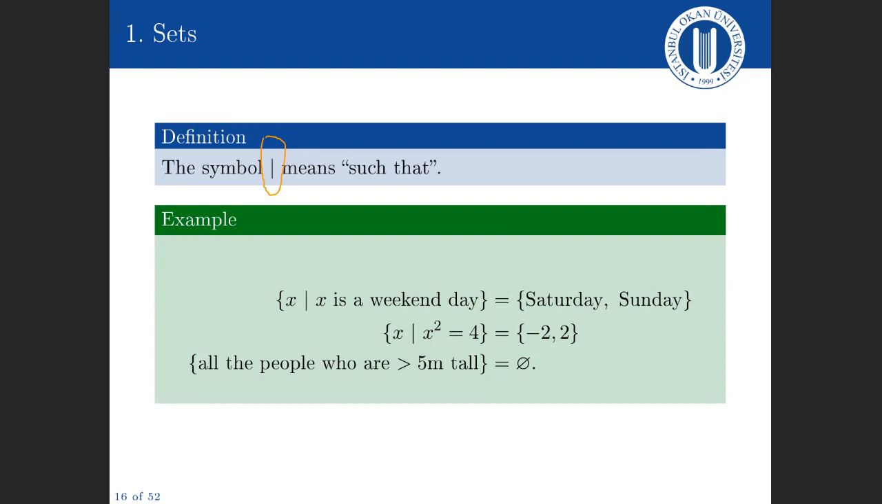This vertical line symbol means such that. So for example, if I had a set of all days x such that x is a weekend day, think about all of the days in the week, and then think about which of them are weekend days. We have Saturday and Sunday. Or we might be looking at all the numbers x such that x squared is equal to 4. What are the numbers which satisfy x squared equal to 4? They are the numbers -2 and 2.